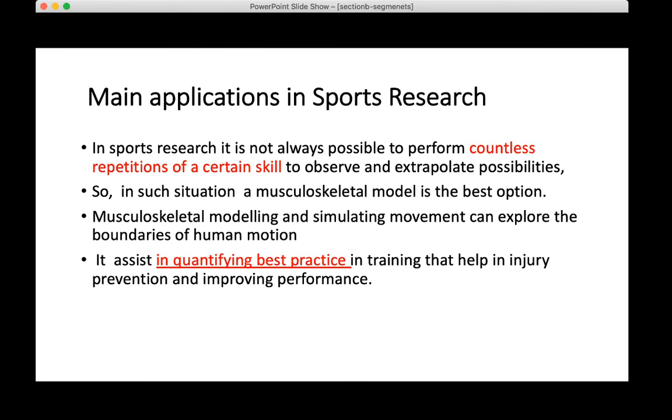Okay, so all these things, body segment parameters, help in those, right? So it assists in quantifying the best practice in training, which will increase your performance and help to prevent your injury. So the ultimate aims are those same two again: that you have to increase performance and reduce injury. So those are the main two aims. Okay, so that is about our sports research.